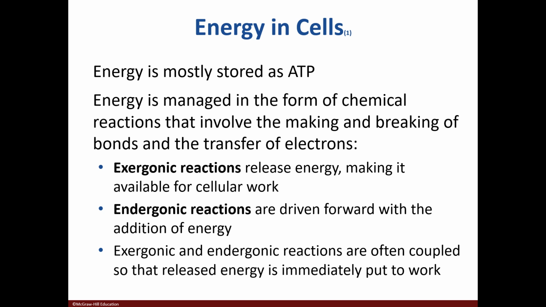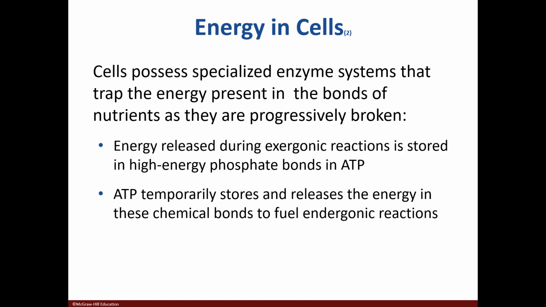So where does a cell get its energy? ATP, of course. In exergonic reactions, energy is released, while in endergonic reactions, an input of energy is required. Typically, these reactions are coupled and rely on one another. The energy released is stored between the phosphate groups of ATP. Once the bond is broken, the energy is released.